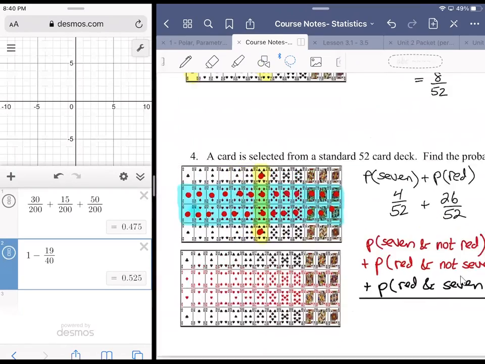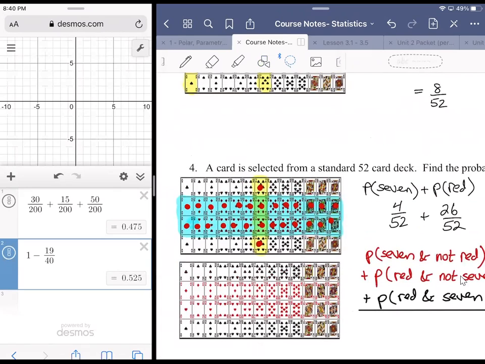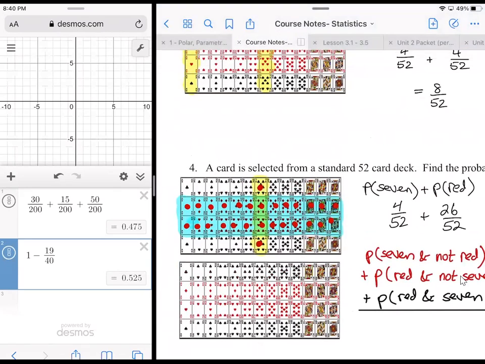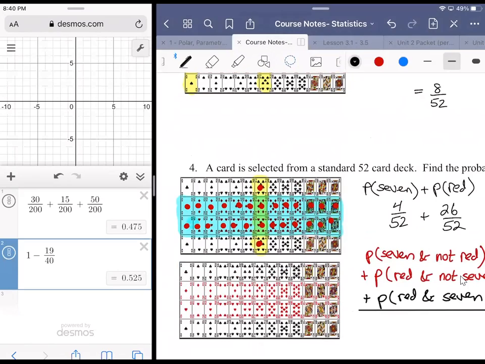All right, so a card that is a 7 and not red. I would just look through it and say, okay, I got a 7 that's not red. That would be this. Oh, I need a thicker pen. This one and this one. All right, 7 and not red. Then red but not a 7. All right, that's red and not a 7.